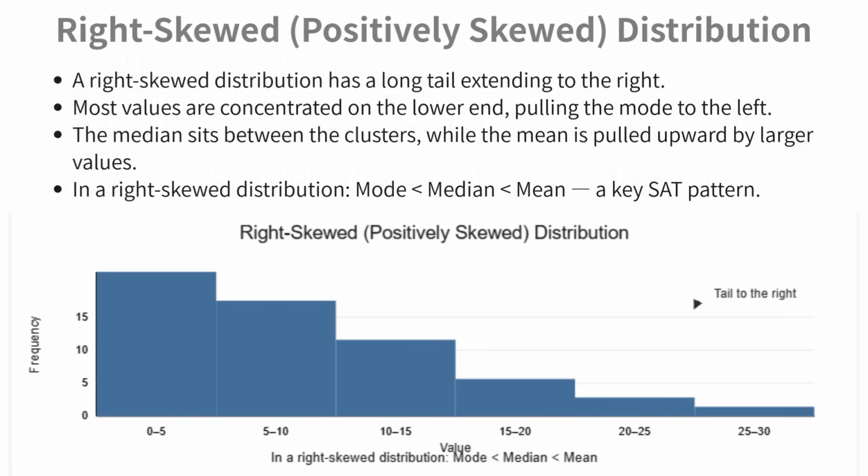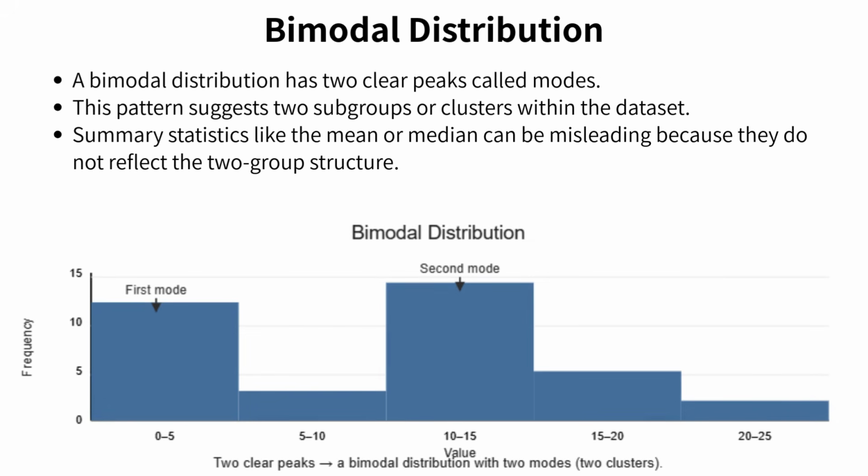A bimodal distribution is a distribution that has 2 distinct peaks. These peaks indicate that the data may come from 2 different subgroups, each forming its own cluster. In this example, notice how one group of values is concentrated in the lower range, while another group forms a second cluster farther to the right. Each cluster rises to its own mode, the most frequently occurring value within that group.